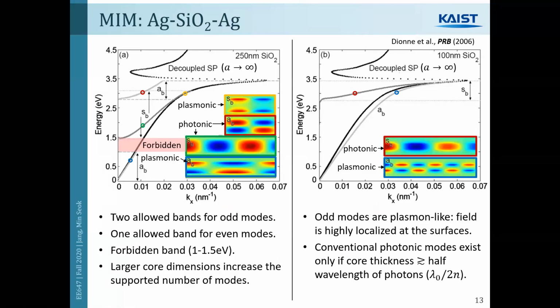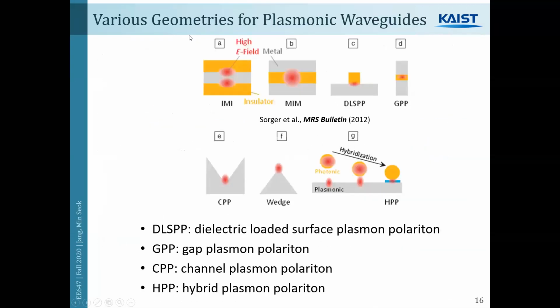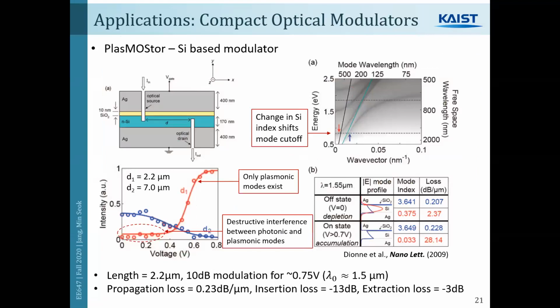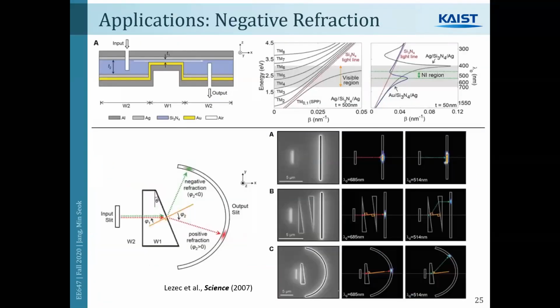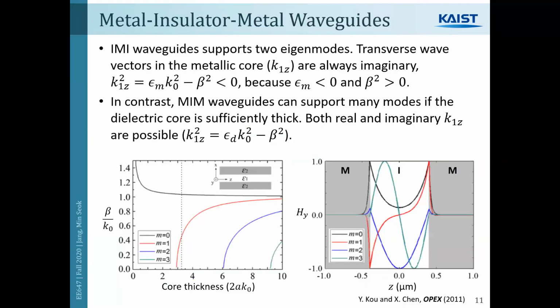From the next lecture, I'm going to explain in detail what the solutions of the MIM waveguide look like and why this is the case, and then move on to some of the applications. So this is pretty much a lot. In the next lecture, I'll begin with this metal-insulator-metal waveguide and go on from here. Any questions about today's lecture?